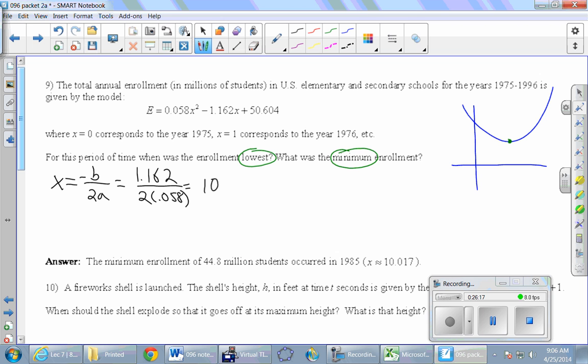Is X the enrollment? Or is X the time? X is the time. It says X equals 0 is 1975. X is the time. So we still need to find the enrollment, which is E. How are we going to find the enrollment? Plug in the 10, 10 in for all those X's up there. 0.058 times 10 squared minus 1.162 times 10 plus 50.604.